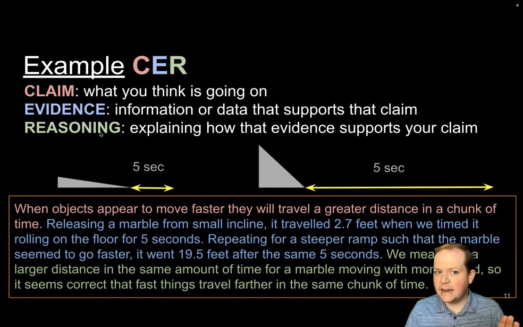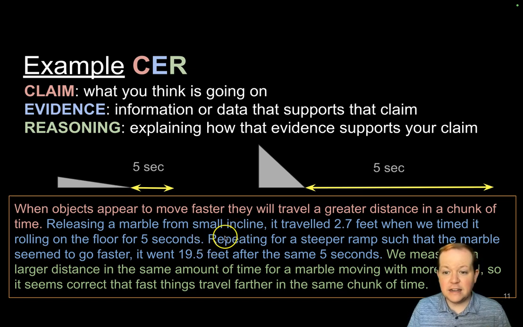Here is color coordinated, the claim, evidence, and reasoning. The answer to the lab is the first thing I wrote down. We did this maybe silly lab, but what we figured out, well, when things seem to be going faster, in red here, they travel a greater distance. They go farther in the same chunk of time. In blue, this is my evidence. Maybe earlier in the lab, we had a data table and we were writing down our values. But the evidence from our lab was we used maybe our smartphones and their high-speed video, and after 5 seconds, we measured how far they traveled, 2.7 feet. That was a measurement. 19.5 feet, that's a measurement. So that's our data, that's our evidence.